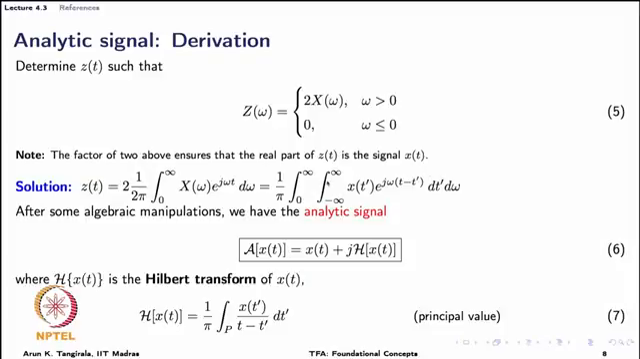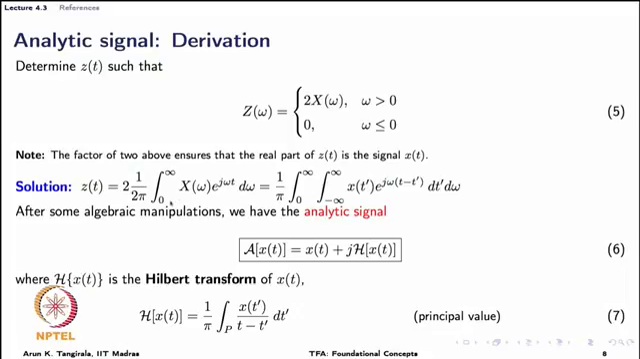Where did I get this from? Well, I have substituted the expression for x of omega as a Fourier transform itself. This 1 over 2 pi comes from the fact that we are working with angular frequencies. If I am working with cyclic frequencies, this 1 over 2 pi would not come into picture. And remember, we are dealing with continuous time signals here.